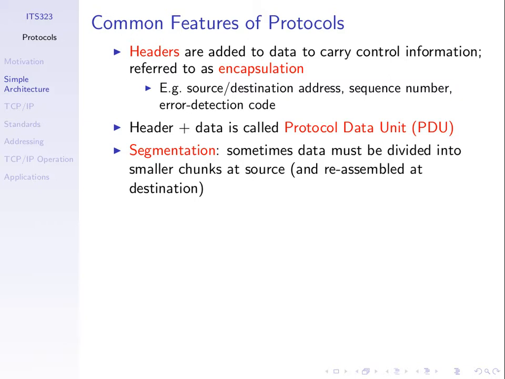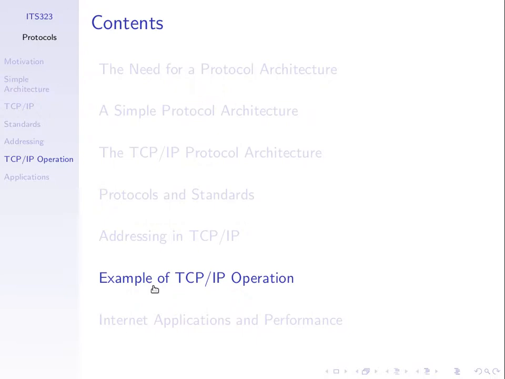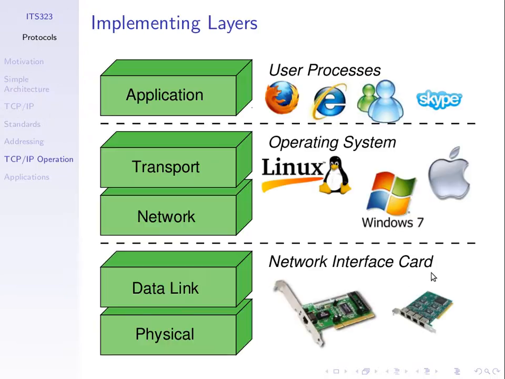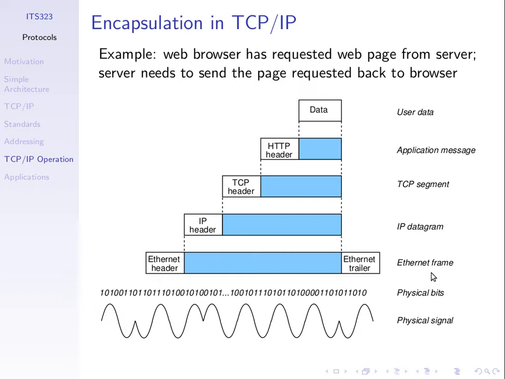Ignore the protocol data unit. That terminology we will not use. I'll just call it a packet. Segmentation, in fact, is something we will cover later if needed. Not so important at this stage. Where did we get to? Almost got to here. Any other questions before we move on?